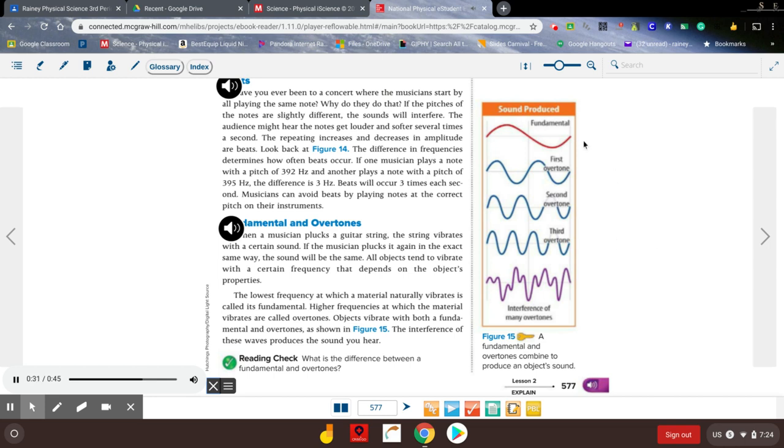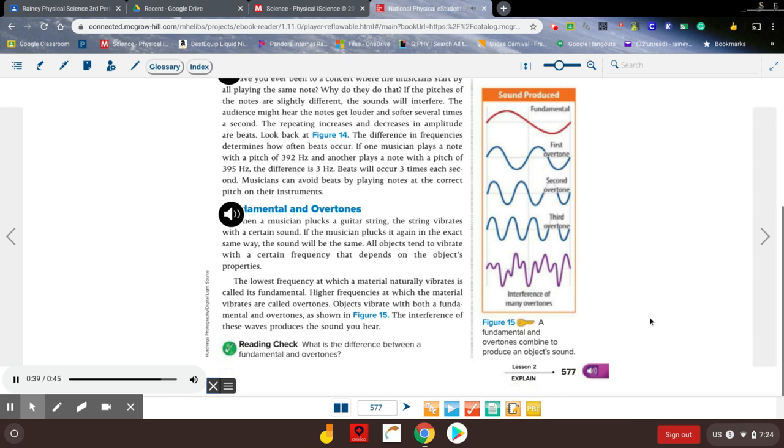Objects vibrate with both a fundamental and overtones, as shown in Figure 15. The interference of these waves produces the sound you hear. Reading check. What is the difference between a fundamental and overtones?